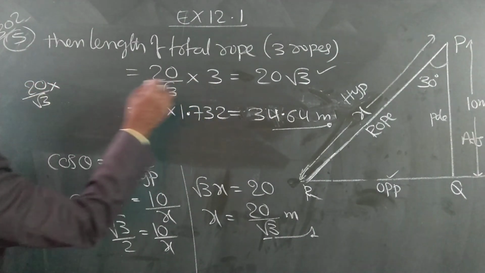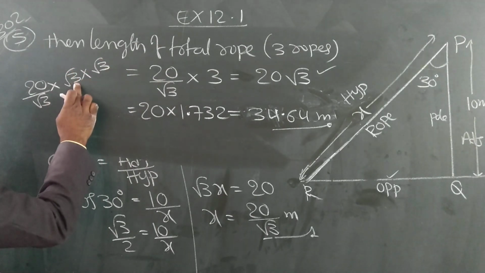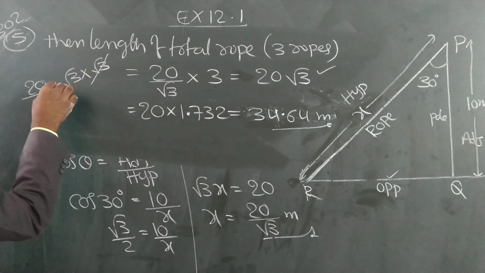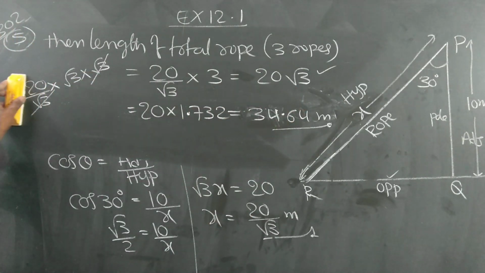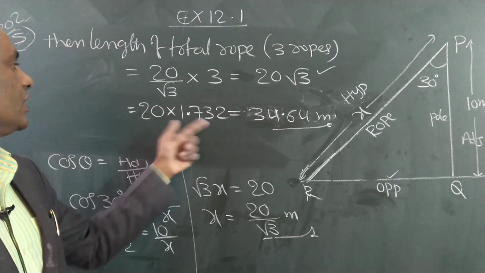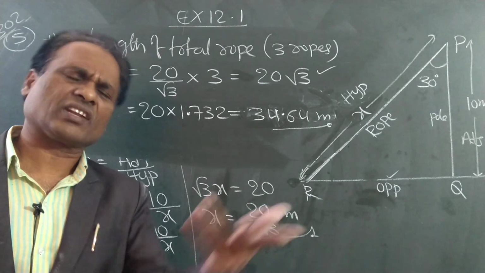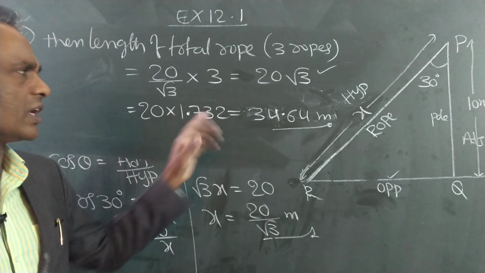So 20 by root 3 into 3, where 3 can be written as root 3 into root 3. Root 3 into root 3 is 3. One root 3 cancels, 20 root 3 remains. With root 3 value 1.732, this into this is 34.64, that is the textbook answer. Or you can leave it here also, if you don't remember this value.